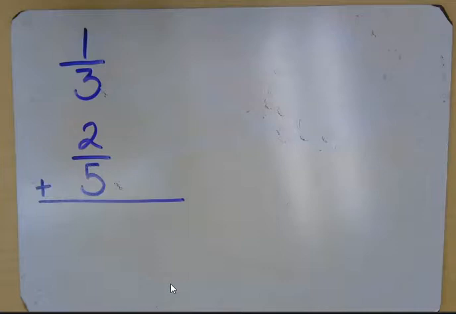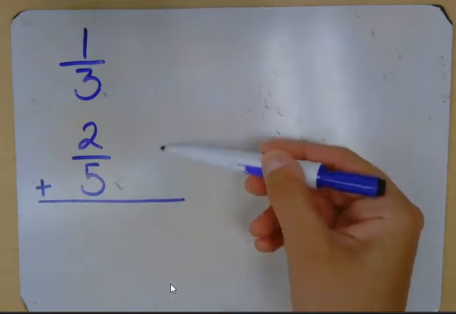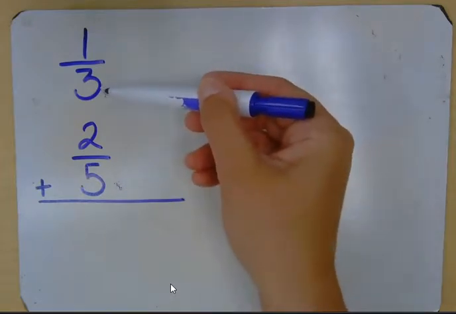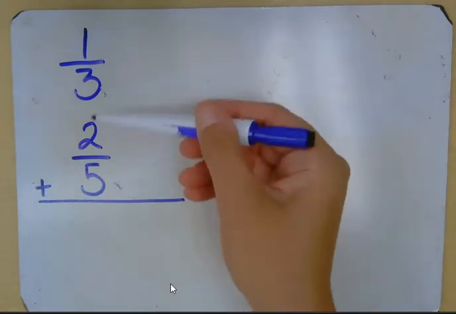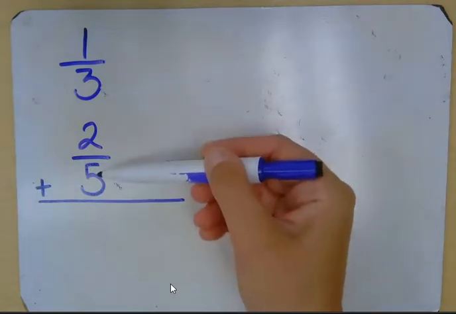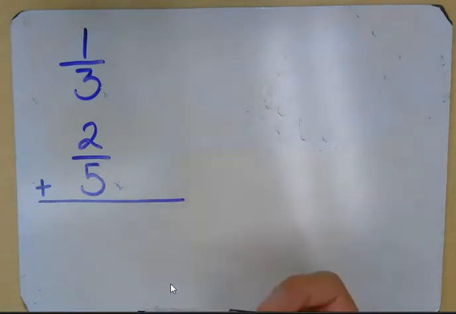Hello everyone. Today we're going to learn my favorite thing with fractions, which is adding or subtracting fractions that have unlike denominators. You can see here that I have a fraction that has 3 as the denominator and another with 5. I cannot add these fractions the way that they are. I need to find a denominator that's the same, or a common denominator.